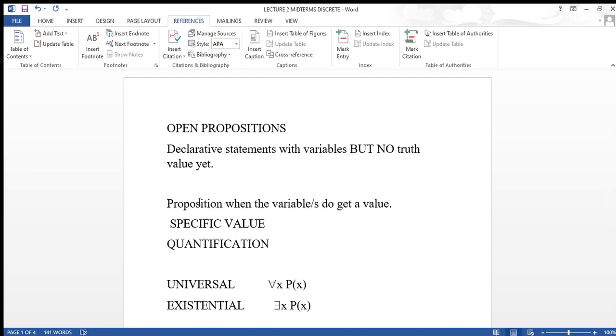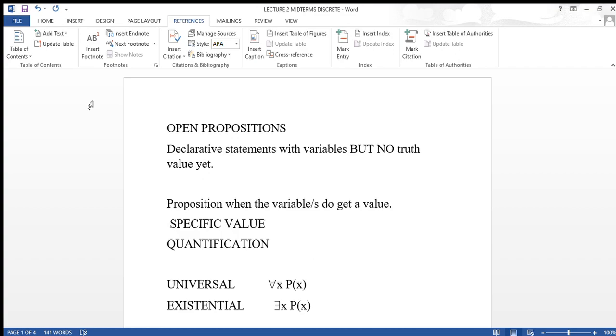In our last lecture, we discussed the topic on open propositions, and we mentioned in that discussion that an open proposition is actually a declarative statement that involves a variable or variables, but this open proposition has no truth value yet. So that's the main difference between the open proposition and the previous discussion on propositions, the truth value.